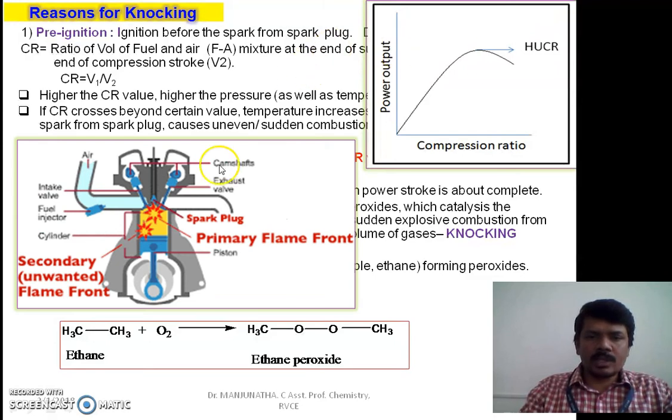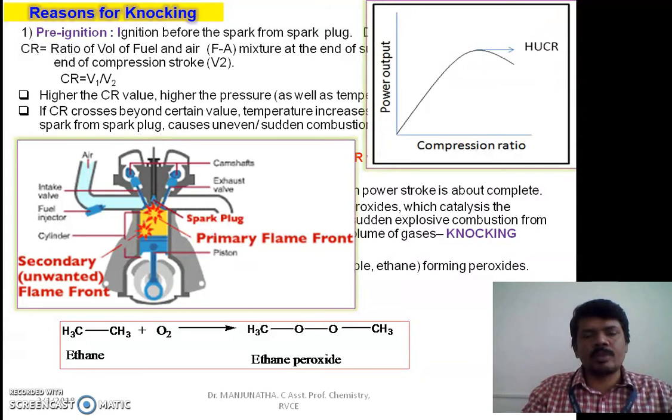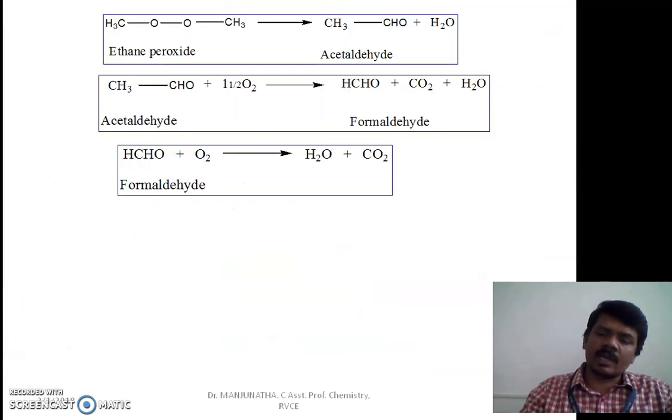This is a picture showing the self-ignition. Spark is produced here and the flame front should move like this. This is the primary flame front that we create by producing the spark. Because of insufficient fuel and air ratio, you can also expect self-ignition, which takes place at the bottom of the fuel. This results in uneven combustion inside the combustion chamber, and that pushes the piston randomly. That results in knocking. This is the secondary unwanted flame front which is created.